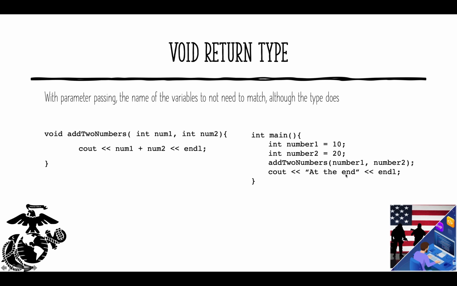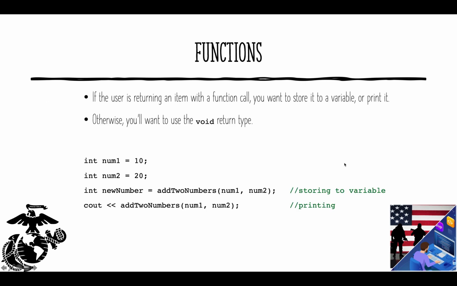Something else that we could do, you can actually hard code the integer of 10 inside here, and you can hard code the integer of 20 inside here. You don't have to pass in variables. You can pass in actual integers. So again, a little bit more on functions.